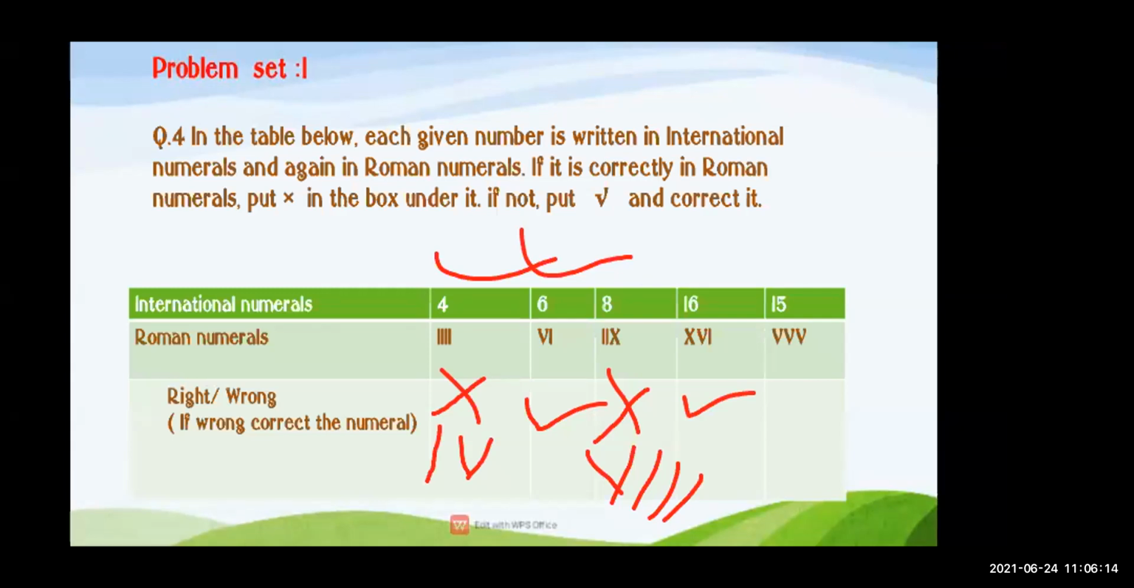So what is the right answer? Very good. How you will write 15? It will be X and V. So here it is wrong written. So you have to put wrong over here. So till here you people have understood. The next part we will continue in the next lecture.